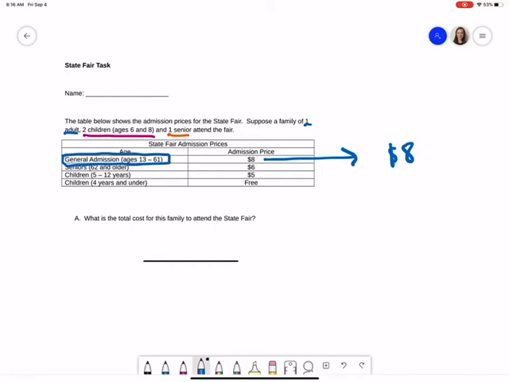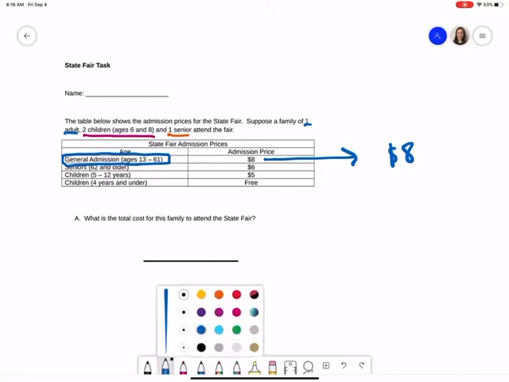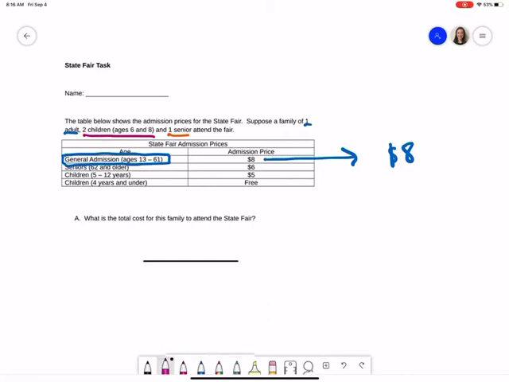Okay, let's go next. We have 2 children, ages 6 and 8. So we know that they're not in the 4 and under category. Okay, so we can cross out the 4 and under. Let's do that. Crossing out the 4 and under. But we do have 2 children in this category. Okay. So that's $5. But there's 2 of them.